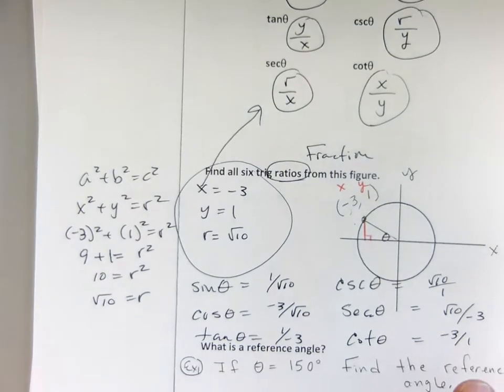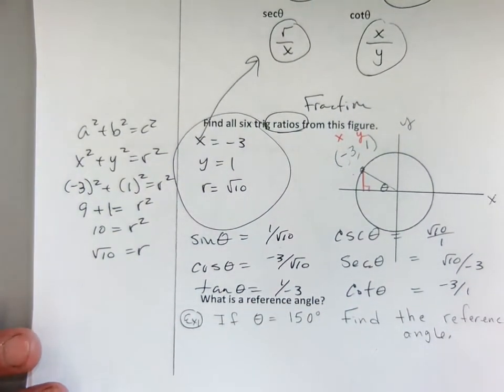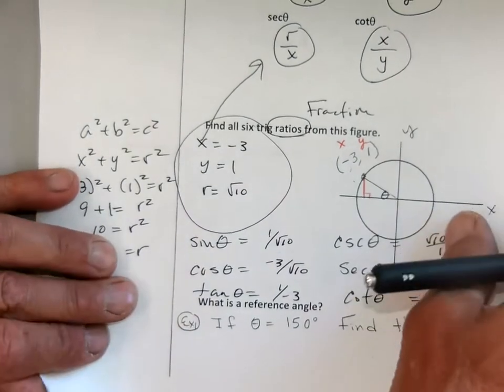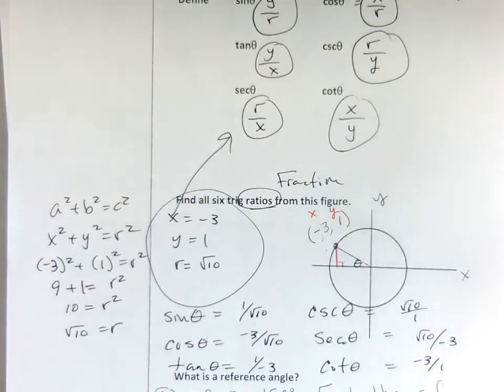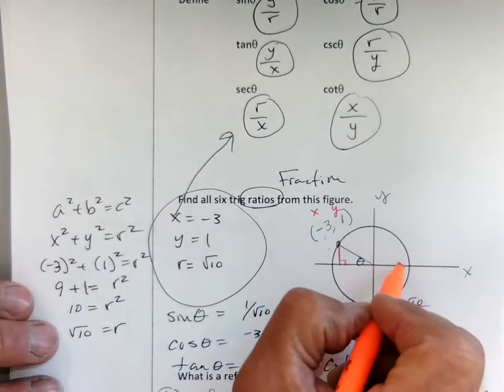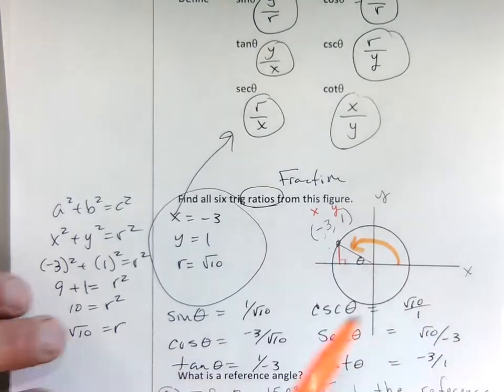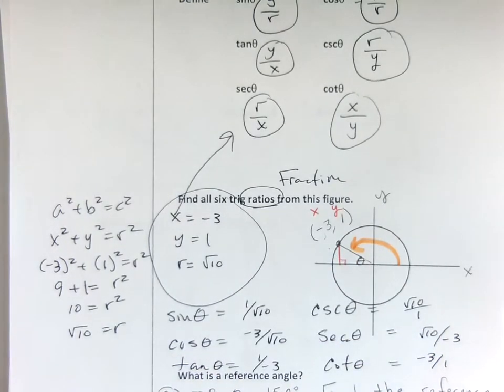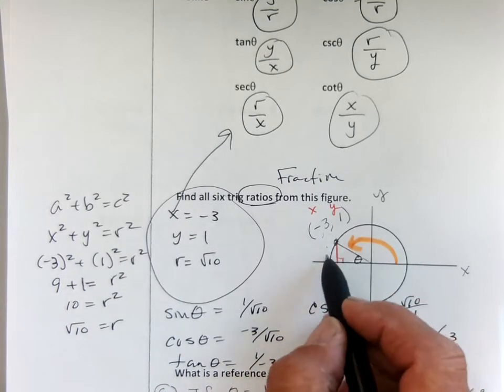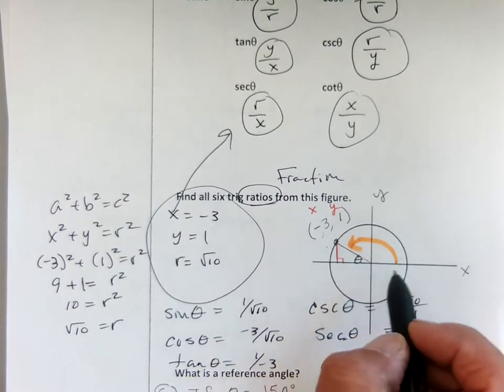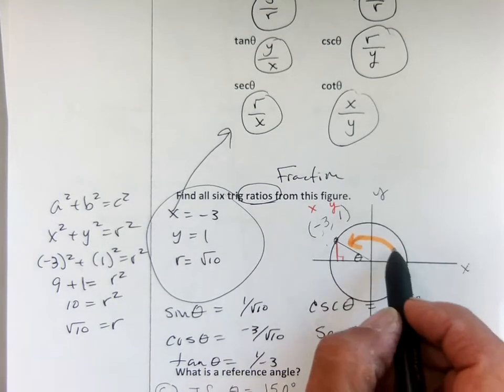Okay, let's look at the next example. Now it says, what's a reference angle? So find the reference angle. If I take a look at this example here, this angle right there could have been 150 degrees, right? I didn't measure it, I didn't use a protractor, but this could be 150 degrees. But I didn't use this angle at all because I wanted a triangle. Ever see that? I didn't use this because there's no triangle here.